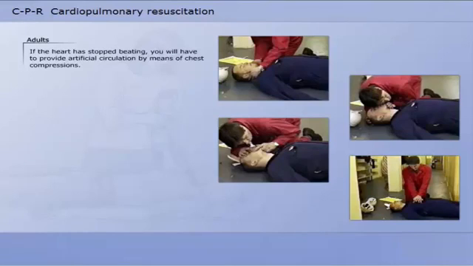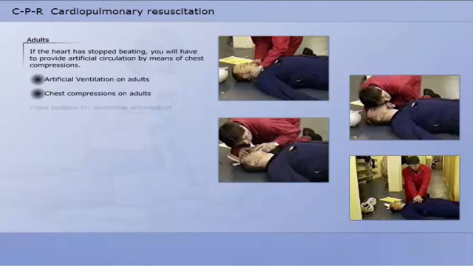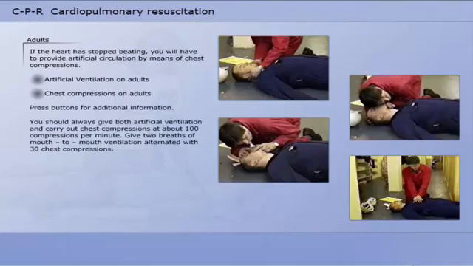You should always give both artificial ventilation and carry out chest compressions at about 100 compressions per minute. Give 2 breaths of mouth-to-mouth ventilation, alternated with 30 chest compressions.